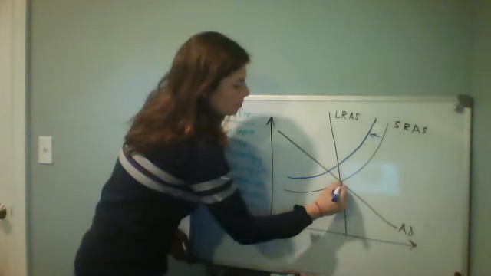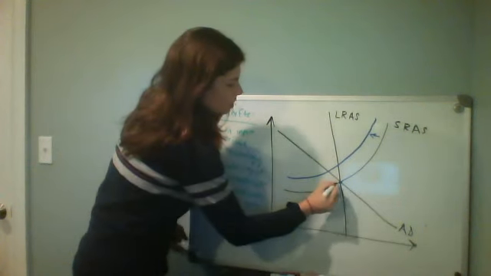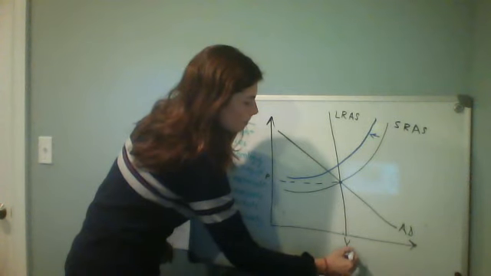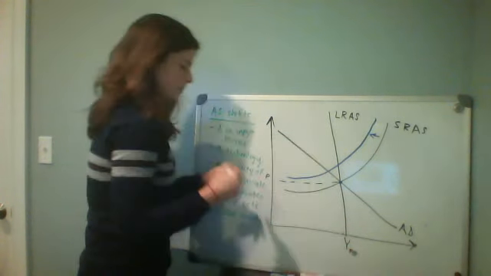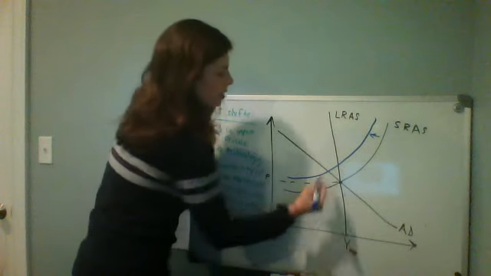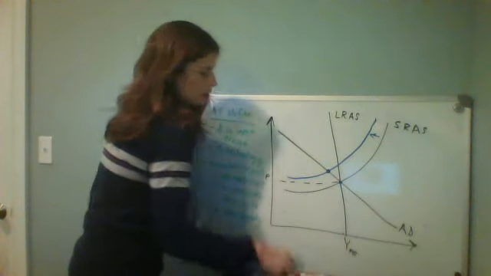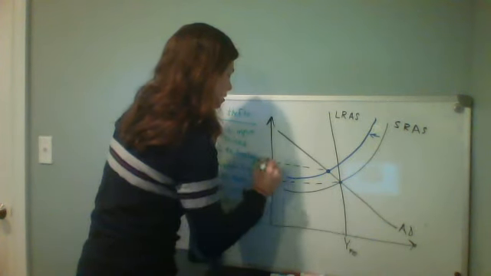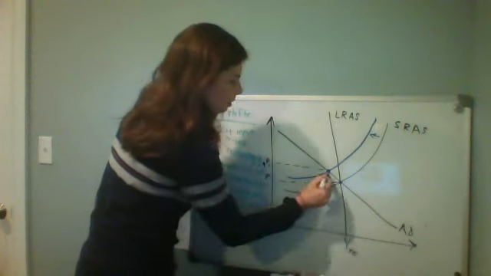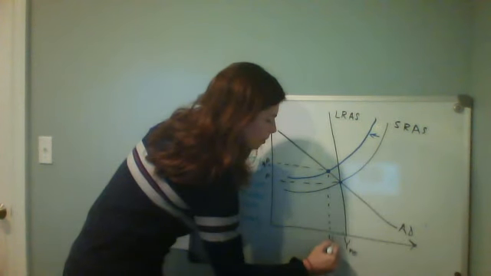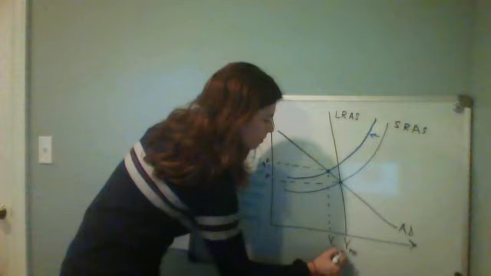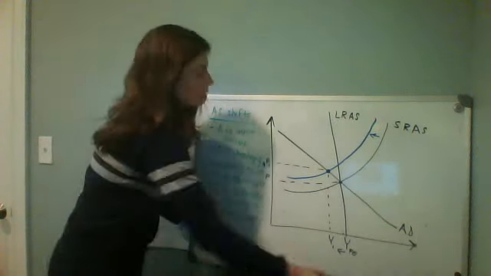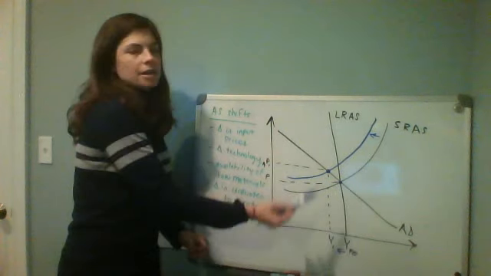So we move from our original price level, P, and our full employment output in the long run, and now we are at this short-run equilibrium. And you see that P has increased to P1, and our output Y has decreased to Y1. What this does is it puts us in a supply-side shock.